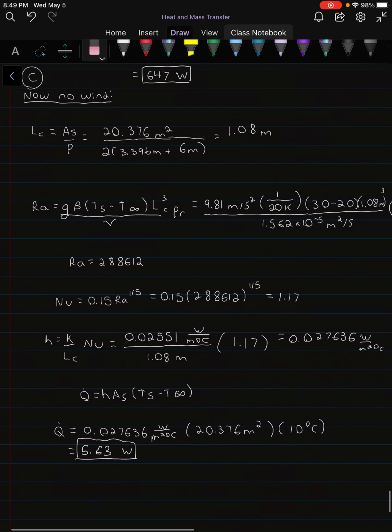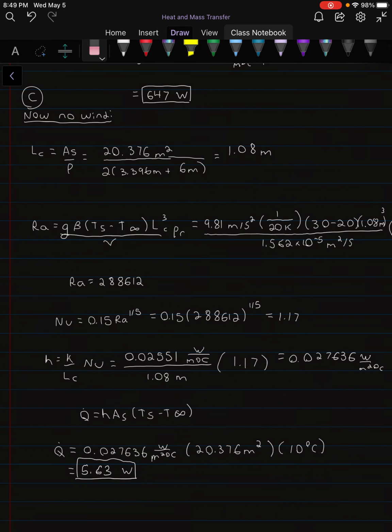And then with no wind, it's a completely different analysis because it's natural convection. So we use our Rayleigh number, and we get 5.63 watts. Basically the same idea, except for using the height and the length corrected instead, which is area of surface over perimeter.